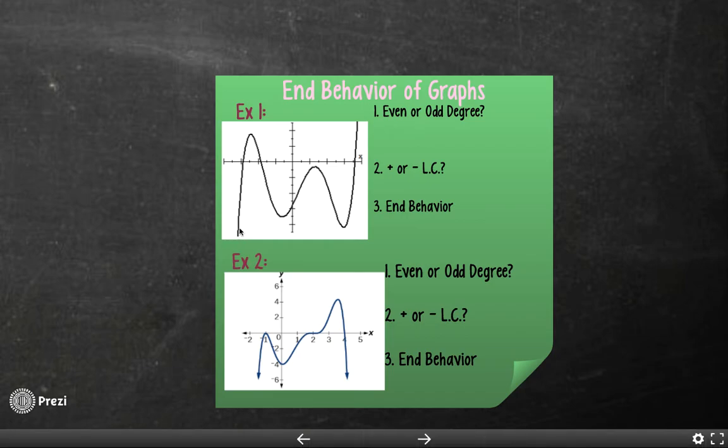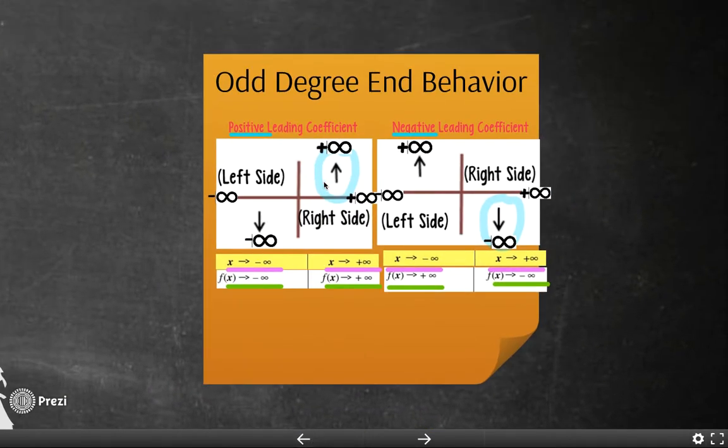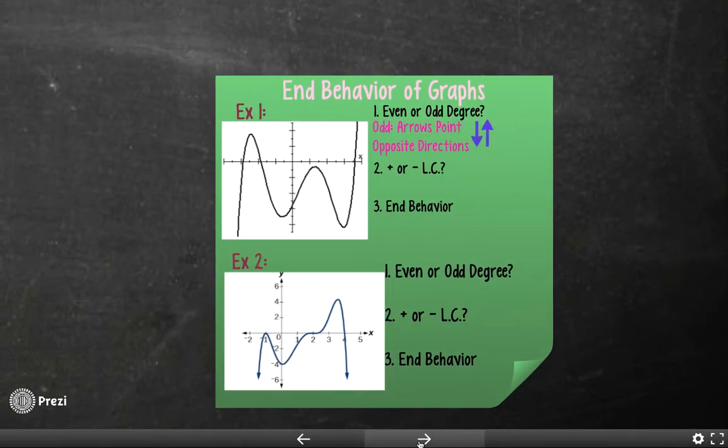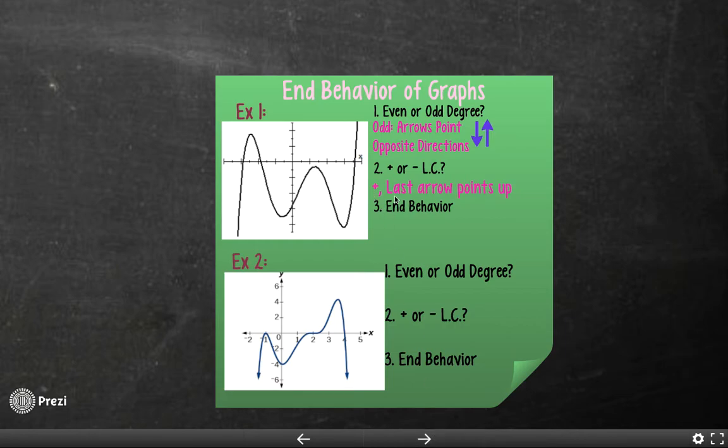So one arrow is pointing down, and one arrow is pointing up, which if we think back to here, odd degree functions have one arrow pointing down and one pointing up. So this is an odd degree function, you guys, because we have arrows going in opposite directions. Okay, now I want to know if the leading coefficient is positive or negative. Now to determine that, you always look at your final arrows, the arrow on the right-hand side. Since this is headed upward, it's headed in a positive direction. So your leading coefficient will be positive because the last arrow points up.